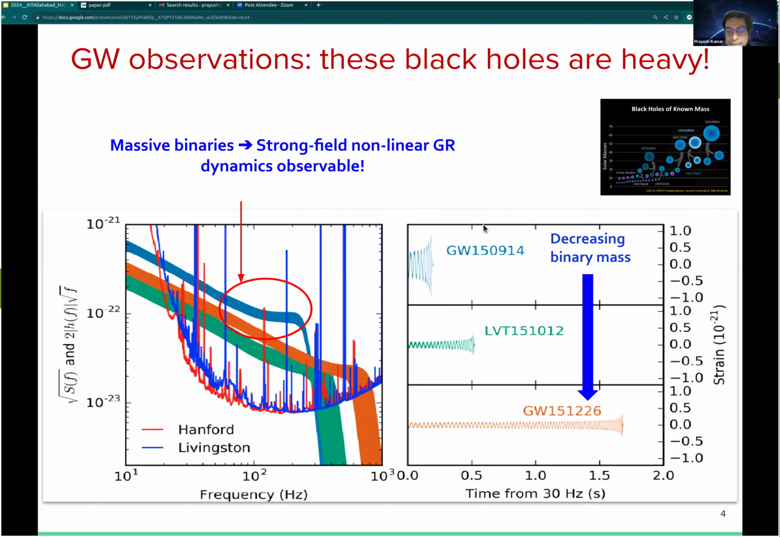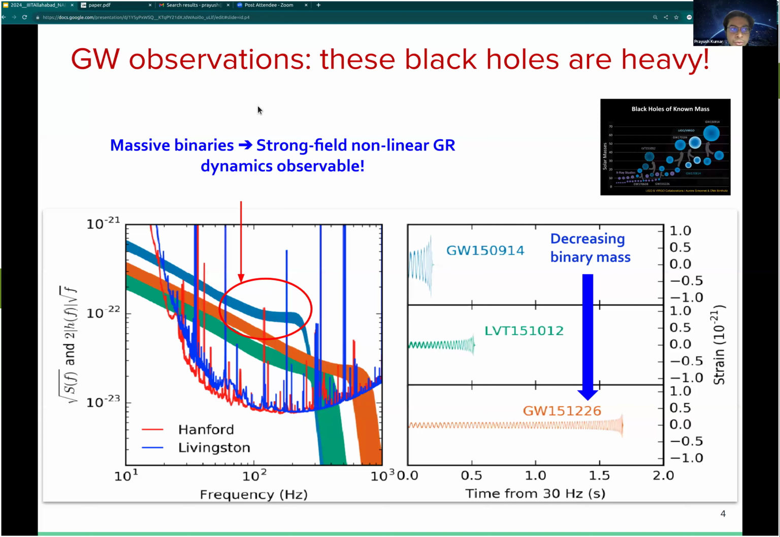So the main point, as from the previous slide, is that the more massive binaries we see, the more strong-field, truly dynamical, non-linear, general relativistic effects we actually measure, right? And that is good because that helps us understand gravity in its more and more extreme regimes.